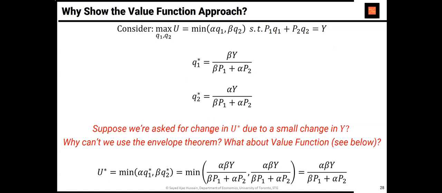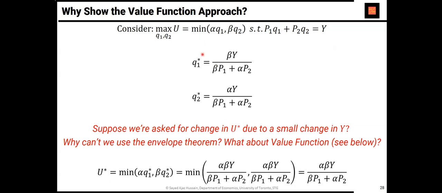By the envelope theorem, what I should be doing is expressing my objective in terms of the parameters, which I have done over here. But the envelope theorem then says what? It says differentiate the original objective with respect to the parameter that's changing. But I can't do that over here because this function is not differentiable. It's a min function. So I can't use the envelope theorem because the original objective function is not differentiable. But what about the value function?